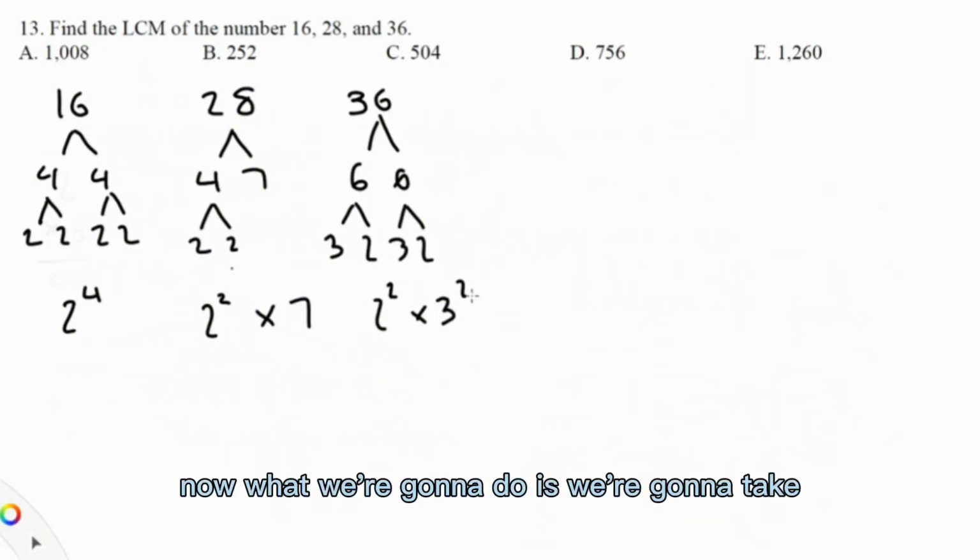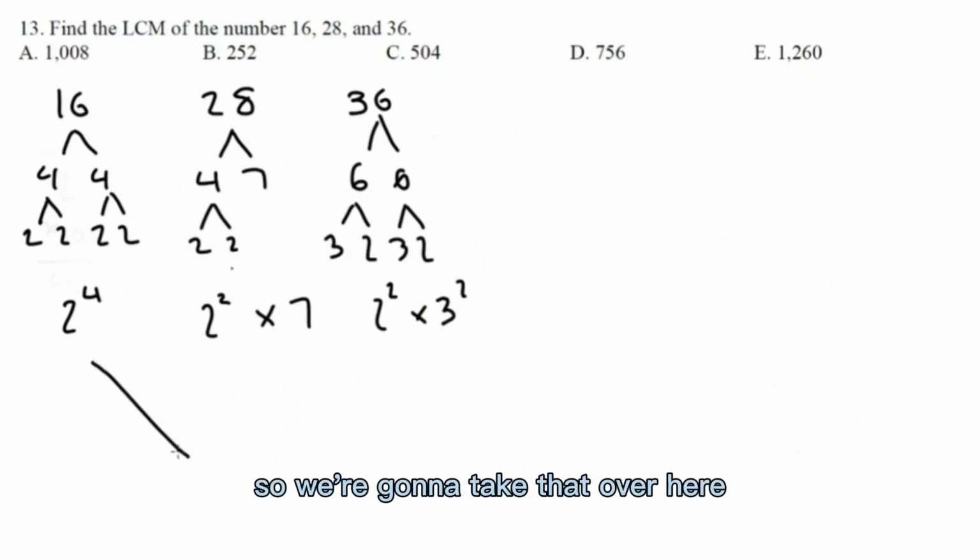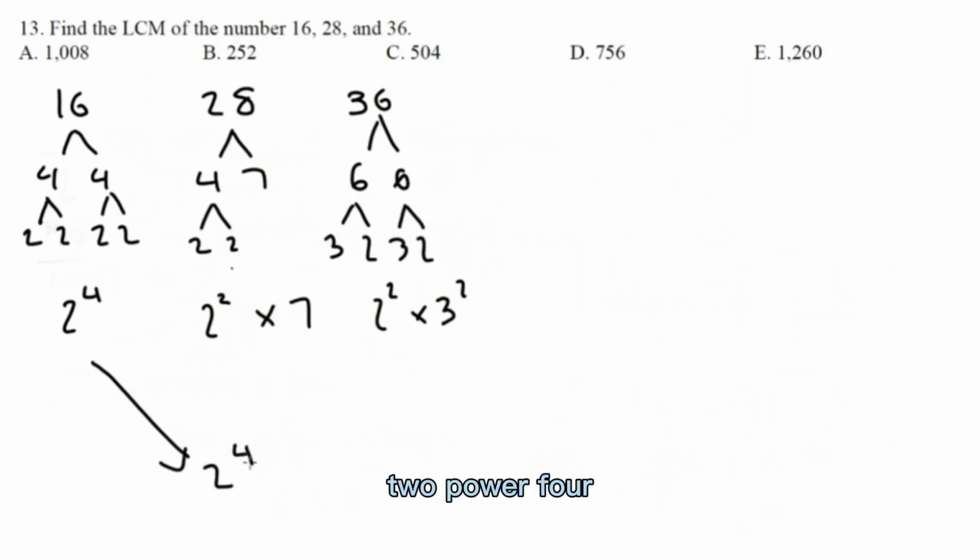Now what we're going to do is take the highest term, as in which term out of all of these prime factorizations is the highest value. So in 16's case, there's only one term, 2 power 4. So we're going to take that over here, 2 power 4. Next, we have 7 and 2 squared. 2 squared is 4. 4 is less than 7, so we're going to take 7.